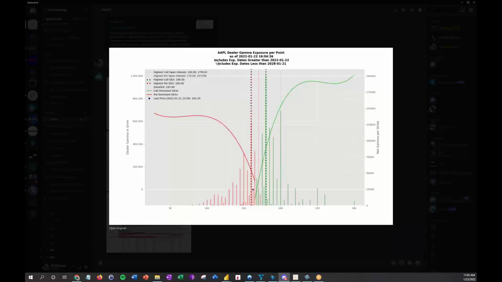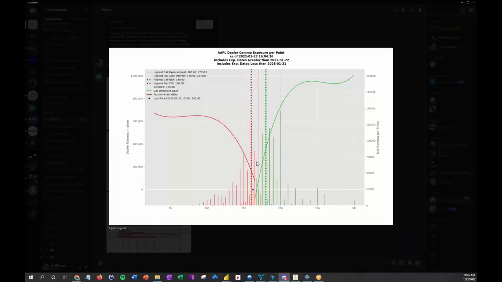And then in this particular case, we're looking at all of the options that are available, so the entire complex. And if you recall, we didn't type any parameters on this chart. This particular chart shows a green wing and a red wing. The green wing is the cumulative GEX for Apple.